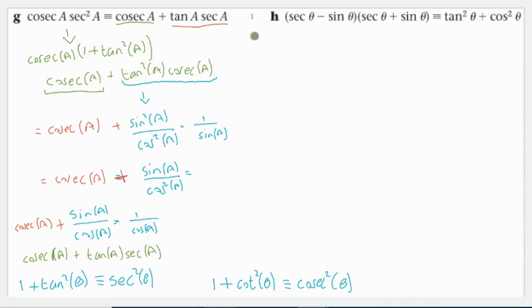That's it for that question. We've proved that the left-hand side is identical to the right-hand side. Just got those identities there at the bottom.